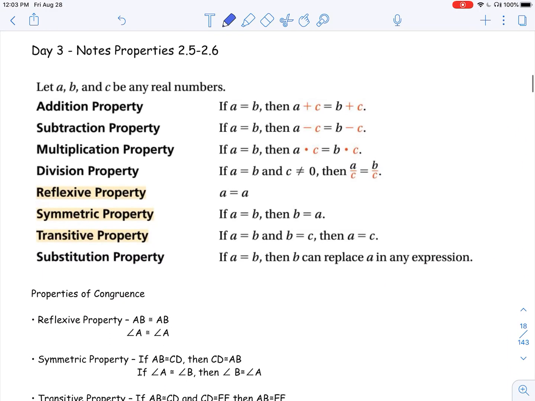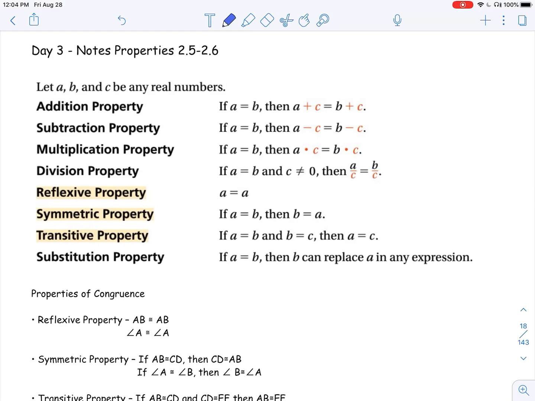We're going to move into some properties that we're going to use in our proofs. And these first four, addition, subtraction, multiplication, and division, are all things that you have used before. So if A is equal to B, then A plus C is equal to B plus C. And same thing with subtraction and multiplication and division, as long as C does not equal 0 in division.